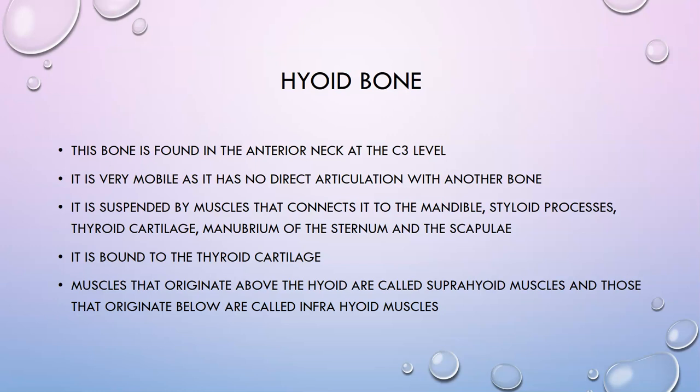The styloid processes, which we'll be learning in class, are relatively long and very narrow. It's called styloid because it looks like the stylus of a pen or a pencil. The thyroid cartilage of the larynx, the manubrium of the sternum, and the scapula are also connected. So although the hyoid bone floats in the anterior neck, through lots of muscles and ligaments it is actually held in place by these. It is bound to the thyroid cartilage behind it posteriorly. There are some connections there which give it a little bit of stability. Muscles that originate above it are called suprahyoid muscles, and those that originate below are called infrahyoid muscles.